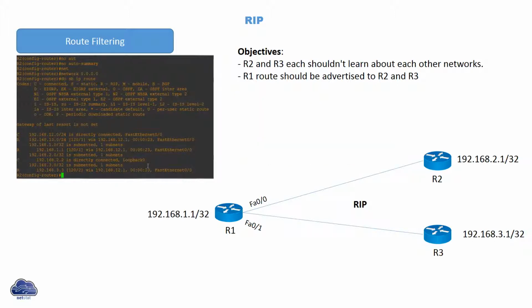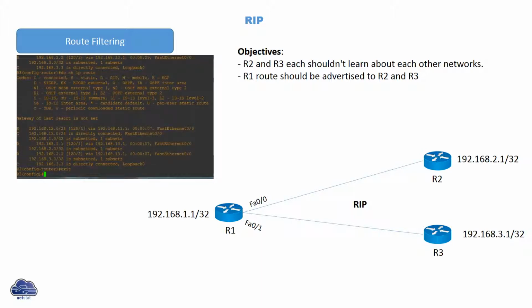Now we need to prevent R2 and R3 from learning each other's advertised routes. We can do that using distribute list. Now let's check the route table for R2 and R3. Here in R2 we can see it's learning the network 192.168.3.0 coming from R3, and on R3 here we can see that it's learning 192.168.2.0 coming from R2. It's a 32-bit network, so anyway it's 2.2.